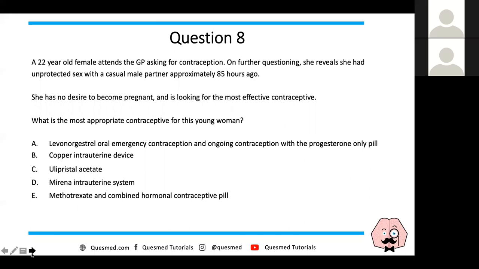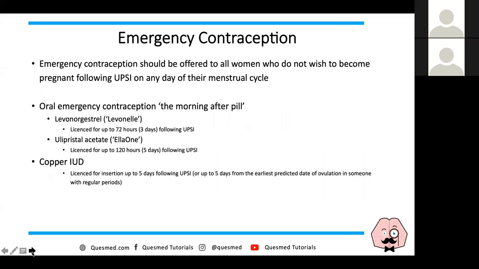So let's talk about emergency contraception here. This 22-year-old has had unprotected sex with a male partner and she does not want to be pregnant. So she is someone that requires a discussion about emergency contraception. Emergency contraception should be offered to everyone who has had unprotected sex and doesn't wish that to become a pregnancy.